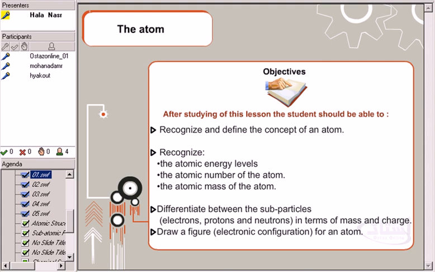It's about the atom. By the end of this lesson, you should be able to recognize and define the concept of an atom. You should also be able to recognize the atomic energy levels, as well as the atomic number of an atom and the atomic mass of the atom, and differentiate between the subparticles like electrons, protons, and neutrons in terms of mass and charge. Also, you should be able to draw the figure of the electronic configuration of an atom. So, if you cannot do any one of these objectives by the end of this lesson, please do ask.